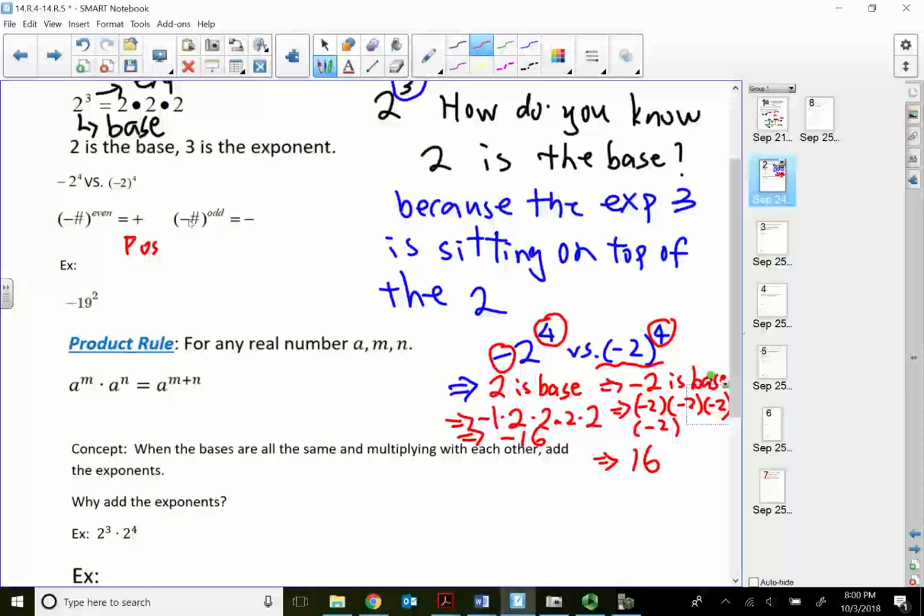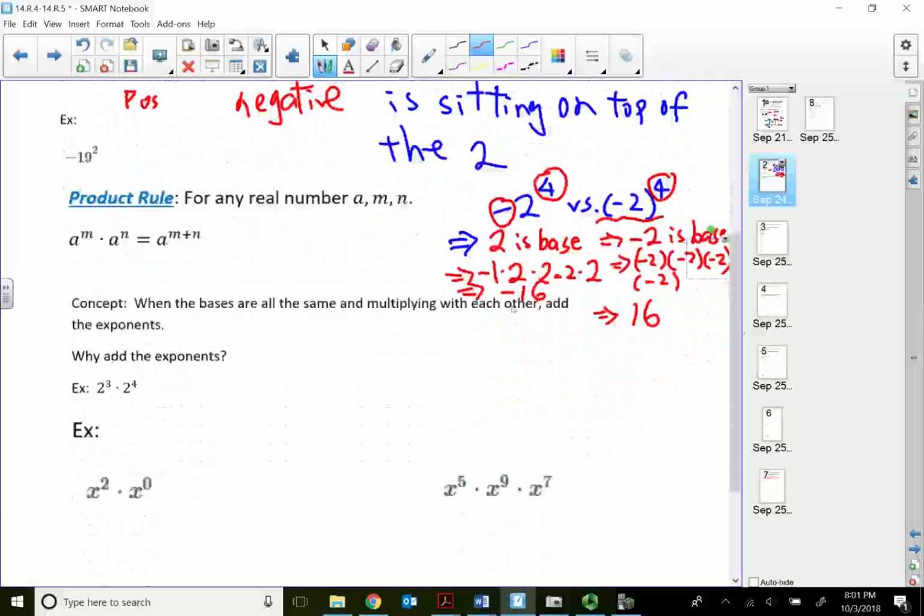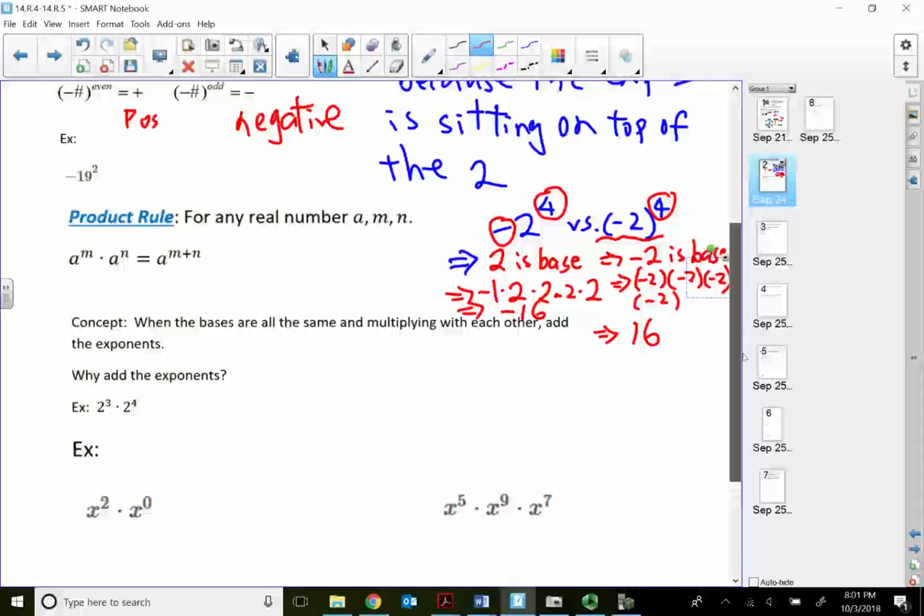If I have a negative number in parentheses raised to an odd exponent, my answer will always be negative, because I have an odd number of negatives being multiplied. That one extra negative is what made my answer negative when I multiply or divide. So keep this concept in mind. We will need it in other videos.